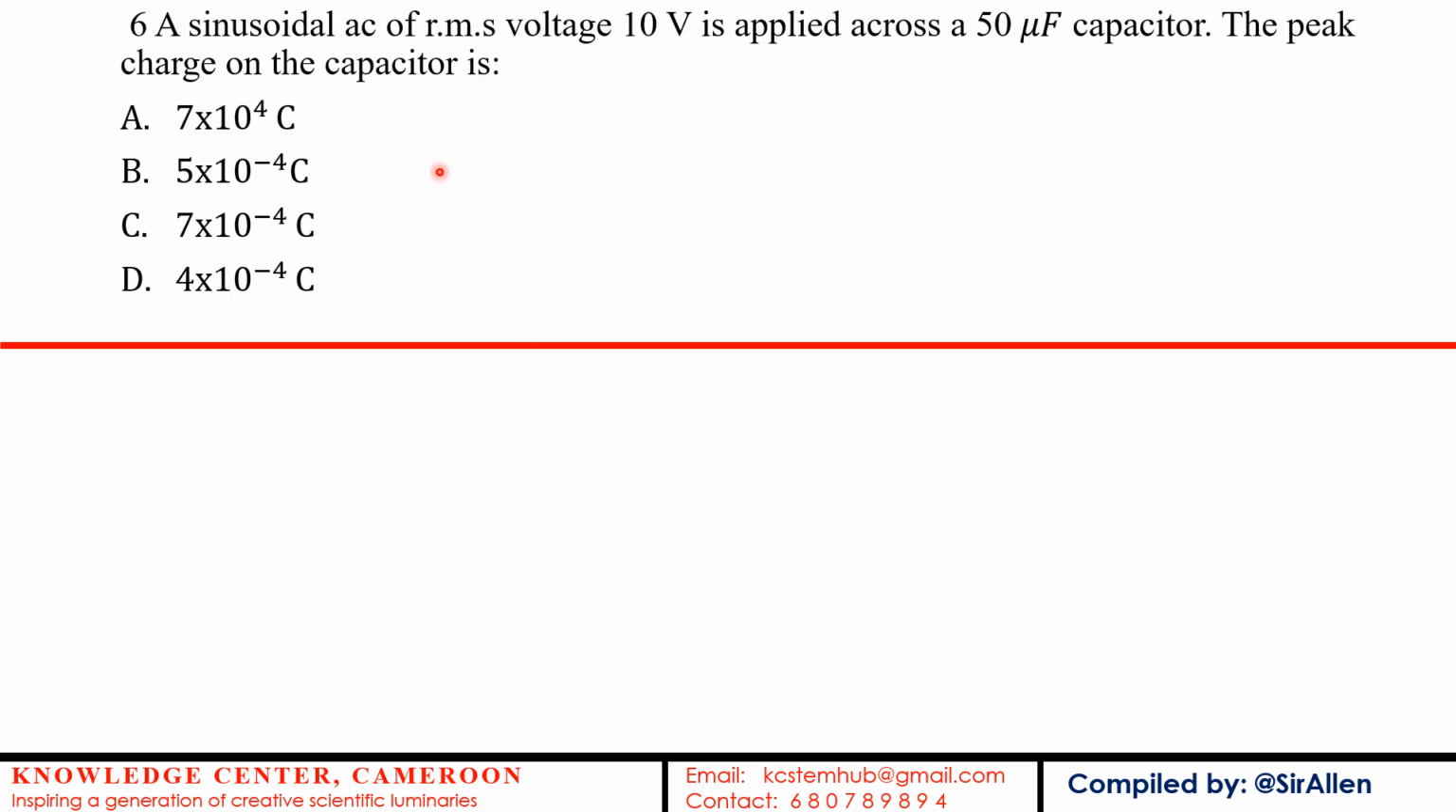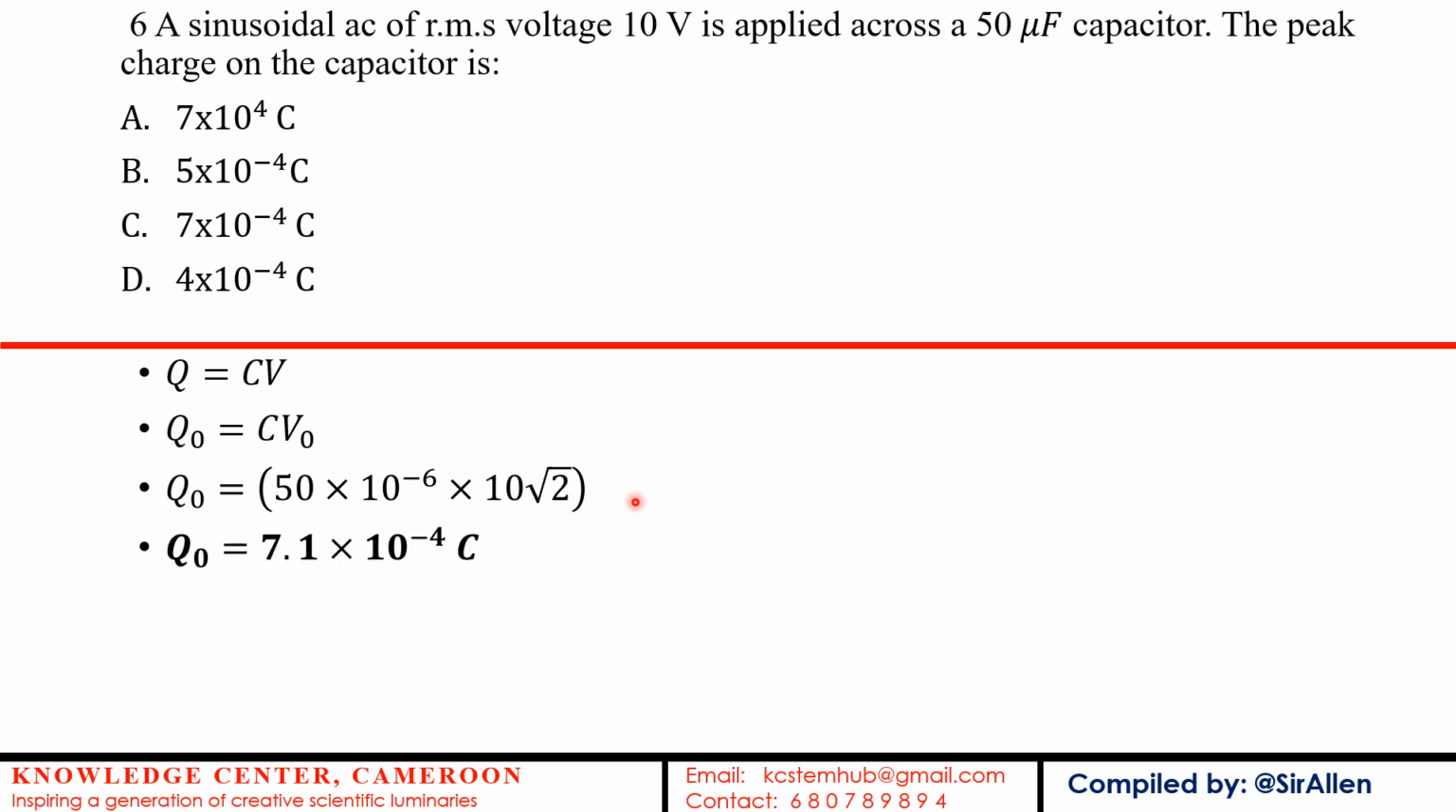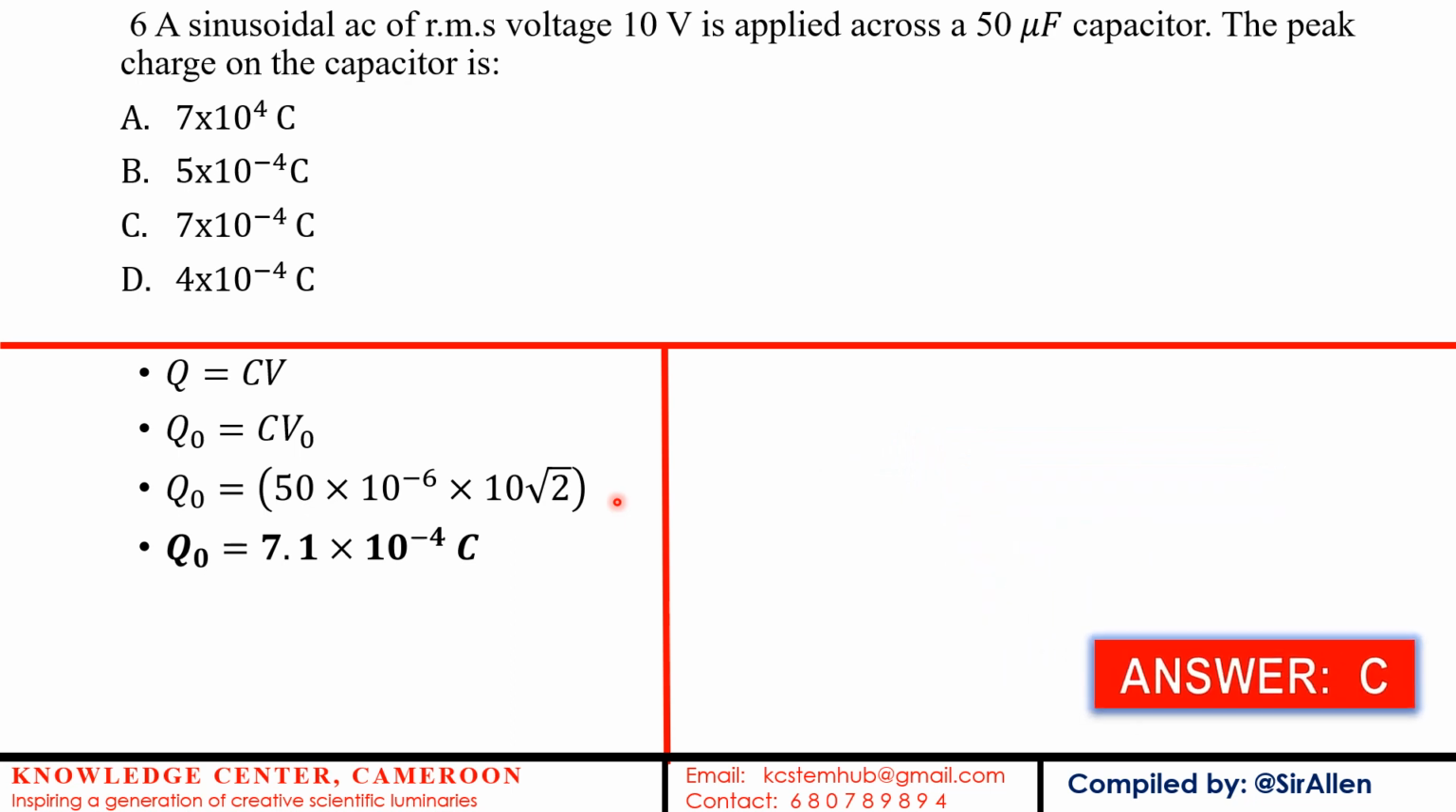6. A sinusoidal AC of root mean square voltage 10 volt is applied across a 50 microfarad capacitor. The peak charge on the capacitor is, well, Q is CV, right? So we have that Q naught will be C V naught. That's peak charge equals C multiplied by peak voltage. So peak charge will be C, which is 50 microfarads, multiplied by peak voltage. Peak voltage is root mean square voltage multiplied by root 2. All right, so you have that as your peak charge, and our answer is C.